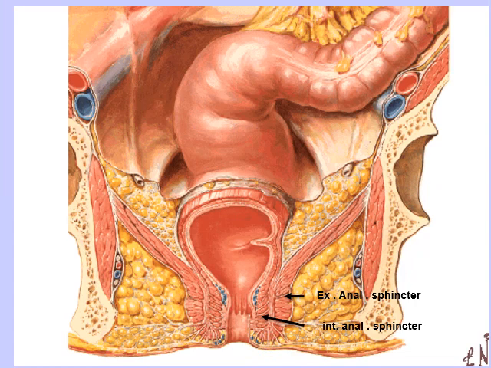The two anal sphincters: internal anal sphincter and external anal sphincter. The internal anal sphincter is a thickening in the muscularis of the anal canal, while the external anal sphincter is from the pelvic muscle. The internal anal sphincter is supplied by autonomic nerves; the external anal sphincter is voluntary and supplied by somatic nerves.